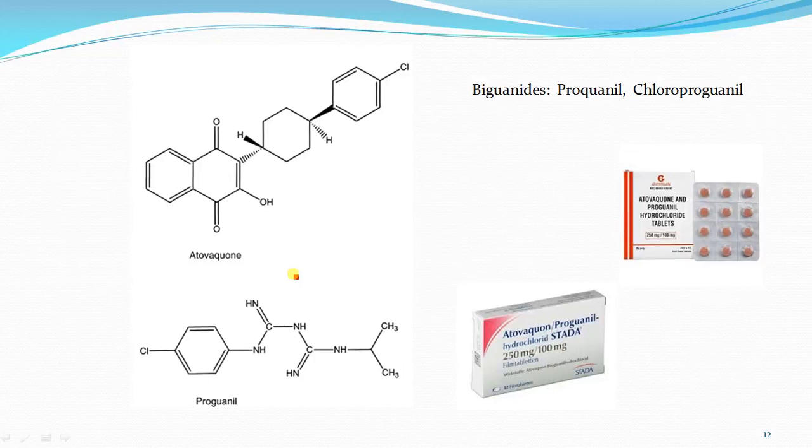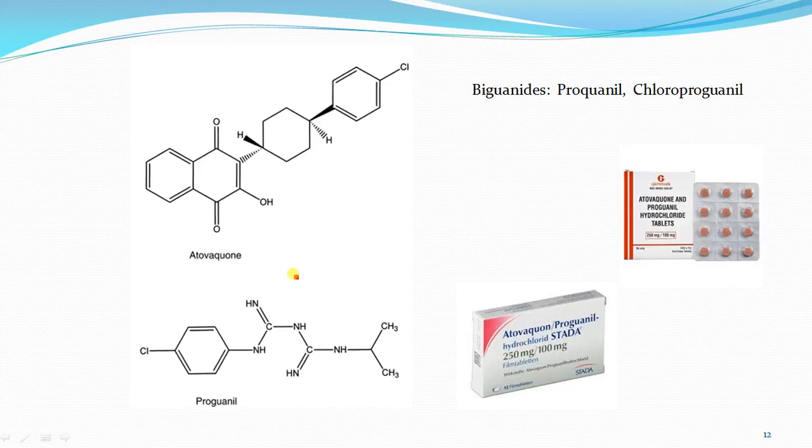The next class is the biguanides. These biguanides include two drugs, atovaquone and proguanil. These are the structures of these. Proguanil reduces the effective concentration of atovaquone needed to damage the mitochondrial membrane, and atovaquone increases the effectiveness of proguanil, but not of its active metabolite. The active form of proguanil acts as a dihydrofolate reductase inhibitor.